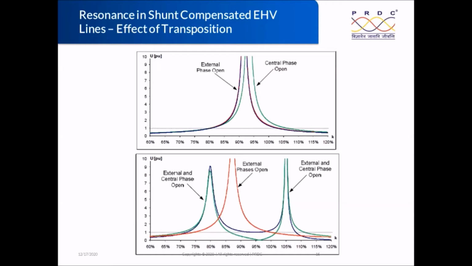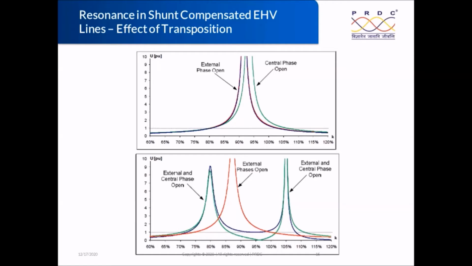Okay, now just to summarize, what are the parameters which are affecting the resonance? For example, network strength. That means we have different fault levels in the system, right? If you take the 400 kV bus, we say it is a 5000 MVA fault level. There is no impact of the source strength, whether it is a weak source or a strong source, because, as I said, the resonance is going to appear on only the open phase conductor.